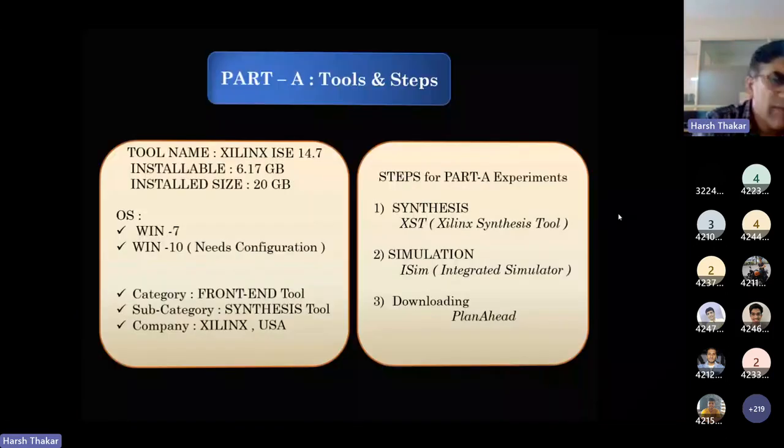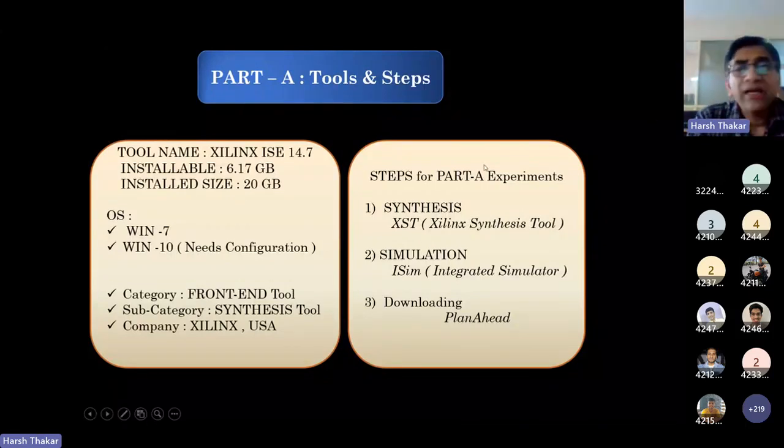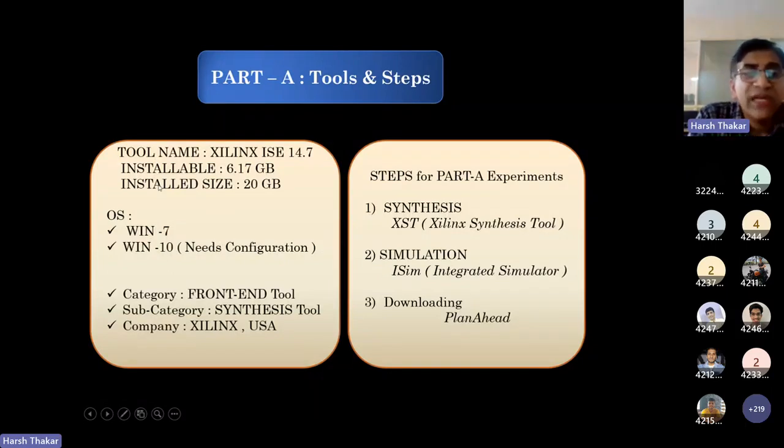Now we will very quickly go through the steps, and I want to give you a demo of all three tools. So part A, tools and steps. For part A, the tool name is Xilinx ISE 14.7. The installable of this CAD tool is as large as 6.17 GB. And if we install the system edition, then the installed size on our hard disk will be near about 20 GB.